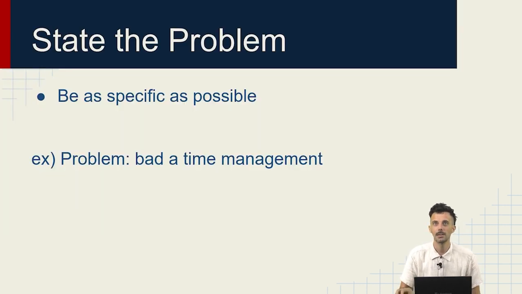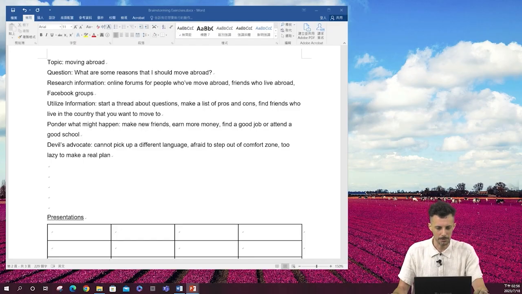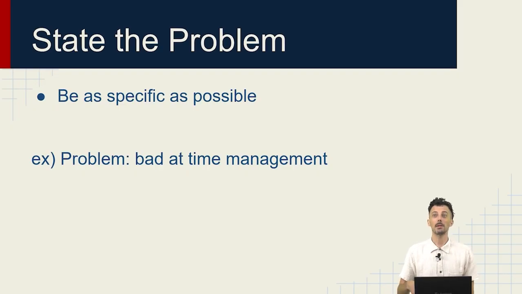So, step one, state the problem. Okay? When you state the problem, you want to be as specific as possible. A problem I would give is that I'm bad at time management. Sorry, I made a mistake here. Okay, I'm bad at time management. That'd be an example of a problem.